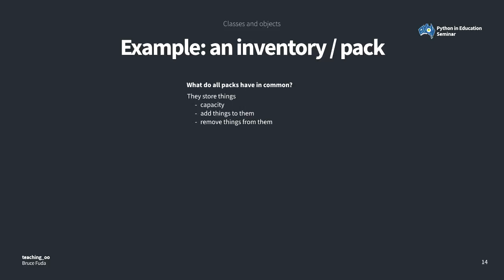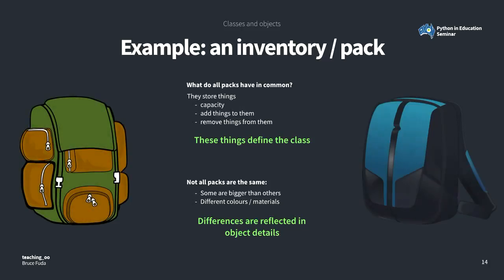So all packs have the ability to store things and they have a capacity. All right, if we were to say what is the minimum set of requirements for a pack, we'd say that. And so these are the things that we'll use to define our class. But the thing is that not every pack is the same. We have packs of different sizes. We have packs that are made of different things, that are different colors. And so the differences in these are what we have reflected in the details of the object.